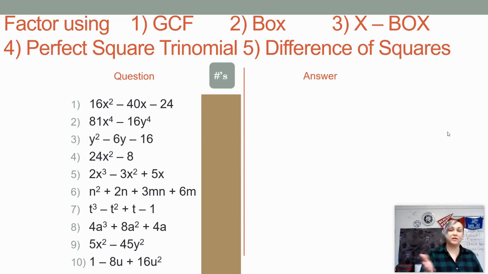I've listed our 5 types of factoring across the top. I listed them in the order that we learned them. First we did GCF, then box, X box, perfect square trinomial, and difference of squares. In your math notebook or on a piece of lined paper, go ahead and write down these 10 problems and see what you can do with them. See if you can figure out what type of factoring you should do. When you're ready to check, go ahead and unpause the video and we'll check together.